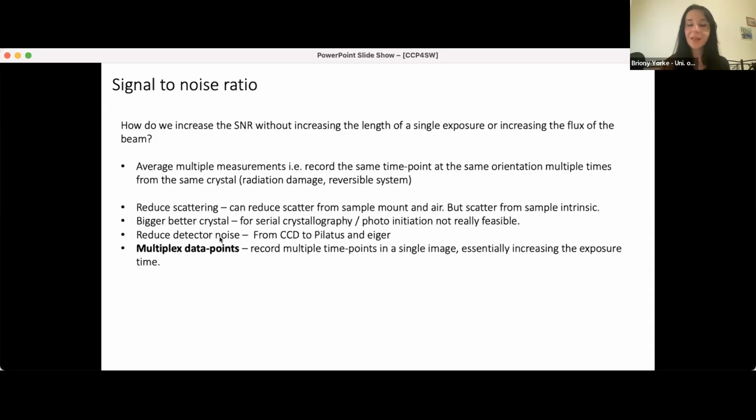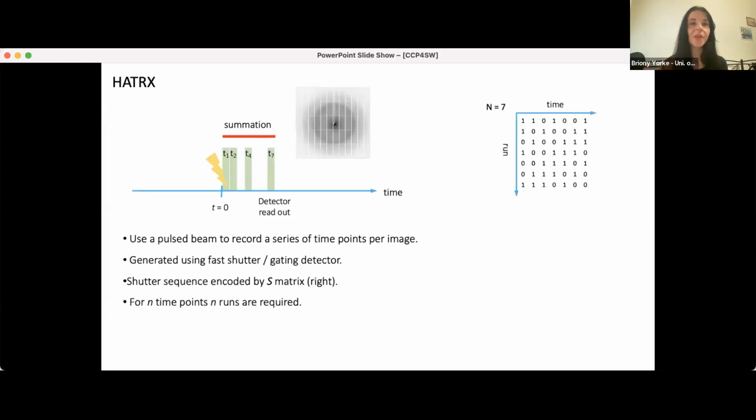We can use better detectors, or one thing, and this is what I'm working on now, is we can multiplex data points. This is similar to averaging, but it's averaging in an experimental system where we can't just repeat the same experiment over and over again. When we multiplex data points, we record multiple time points in a single image and essentially increase the exposure time, but we can still get out our fine slices of time resolved data.